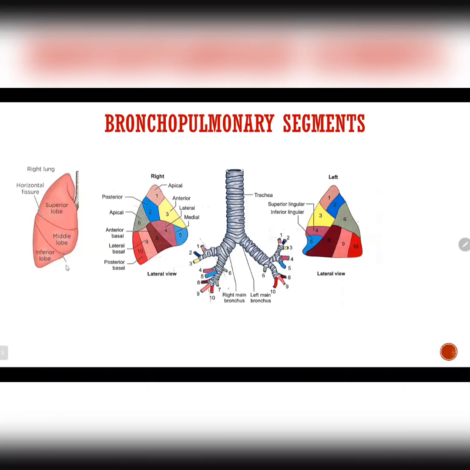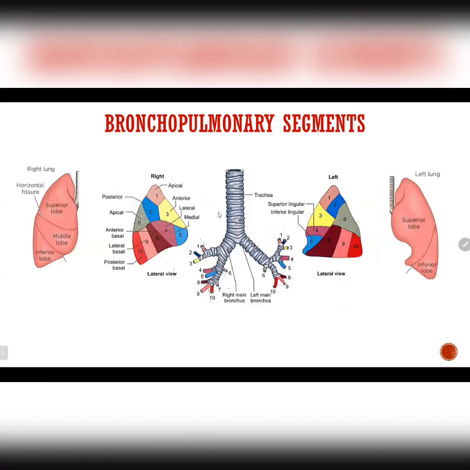Inferior lobe has the most number of segments. That is what is labeled as 6 to 10. Okay, so inferior lobe's bronchopulmonary segments are apical, anterior basal, posterior basal, lateral basal, and on the medial aspect of lung, there will be a medial basal segment as well. Okay.